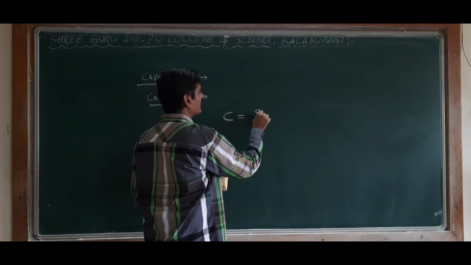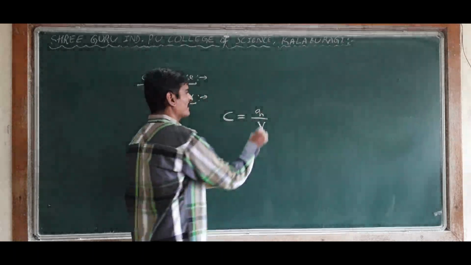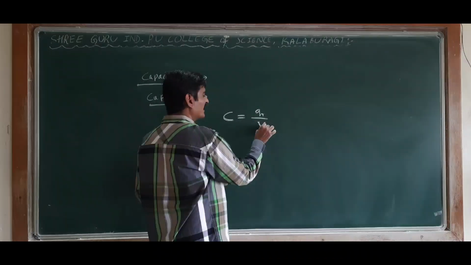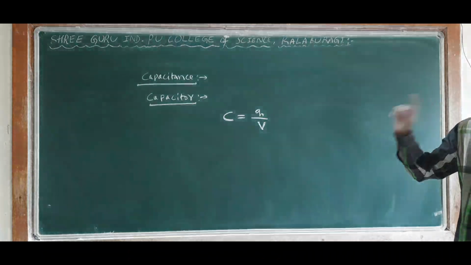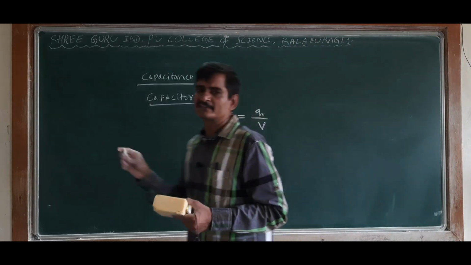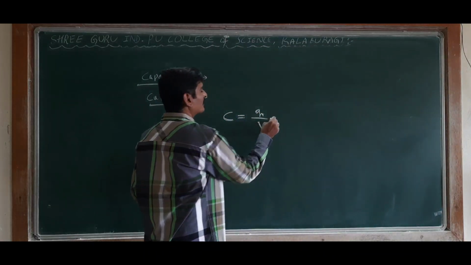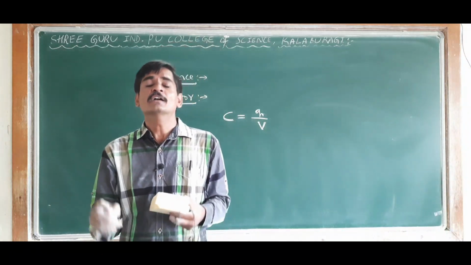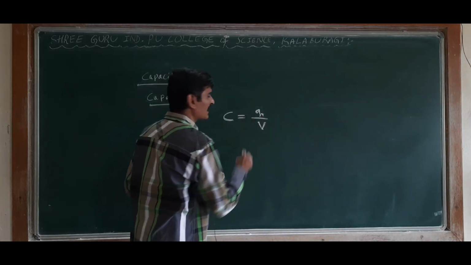The capacitance of a capacitor is given by C is equal to Q divided by V. And Q divided by V is always constant. That means the capacitance of a capacitor does not depend upon the value of charge or the value of potential.